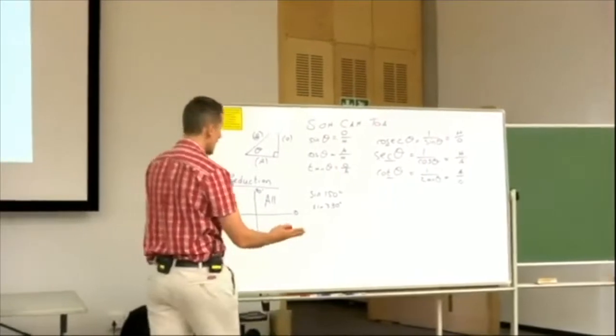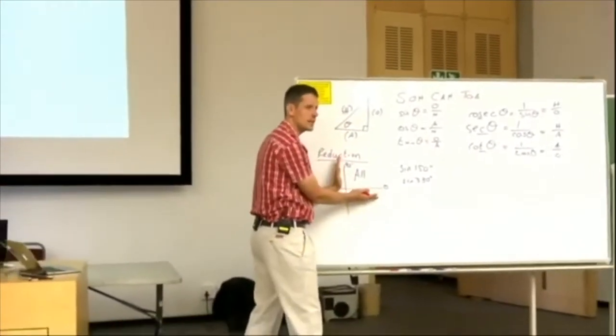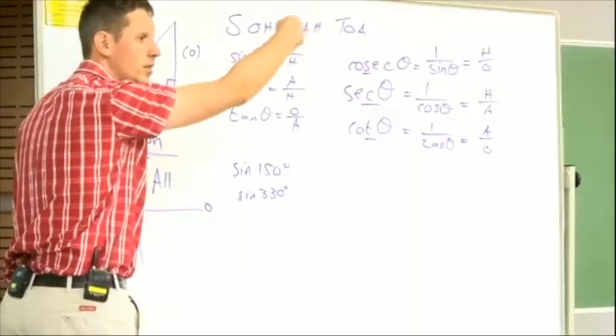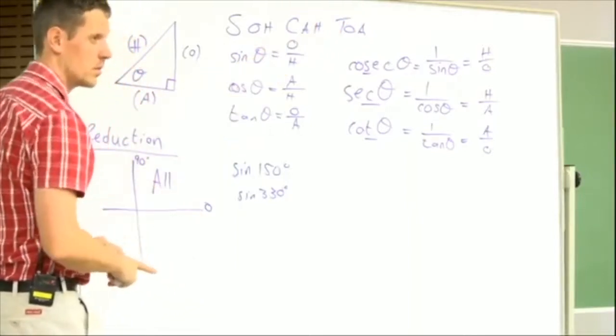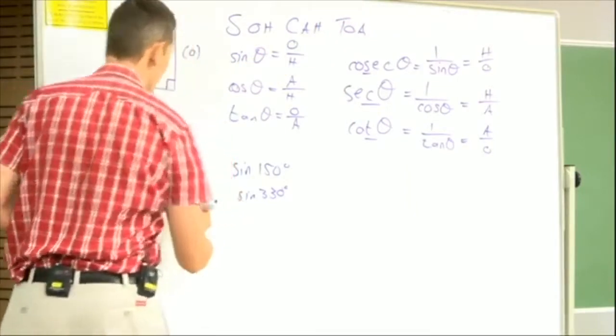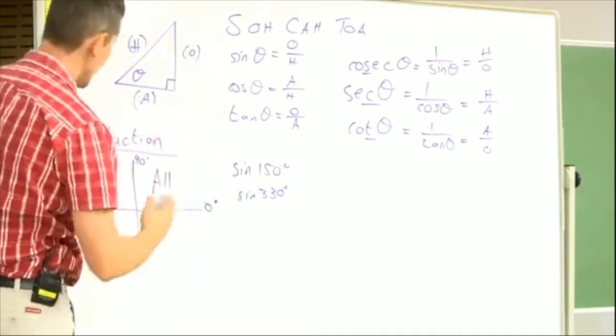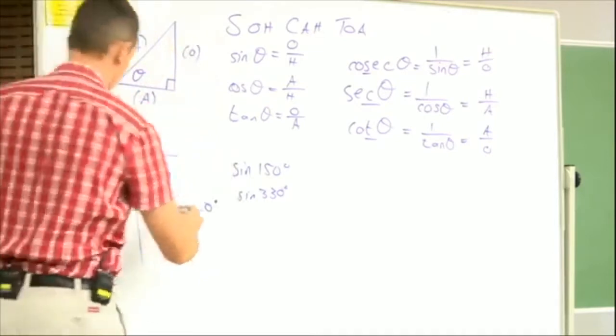Just to get the angles between 0 and 90. Then after that, we can do some funky kind of magic, okay? But that's going to be our two steps. But let's quickly recap the CAST diagram.